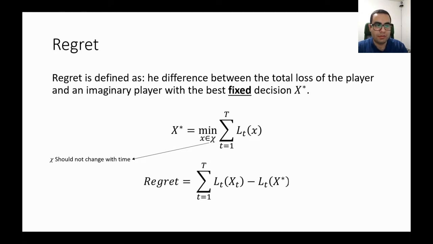Notice that in order to have a mathematically correct problem, the decision set should not change with time, so it can choose the x star at all times. So x star should be able to be inside all the decision sets at all times. Like you can see here, the decision set is considered to be constant with time.